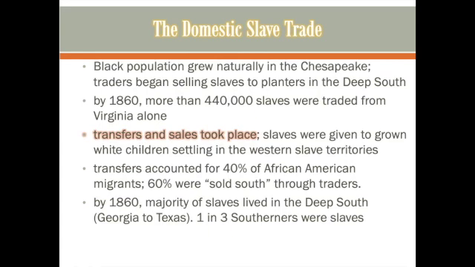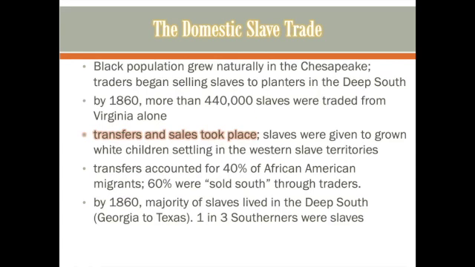Another reason for the need for a domestic slave trade is the impact of technology with the cotton gin, which increased the need for slaves. While it limited the amount of work that was needed, it spurred slave owners to want to grow more cotton to make more profit now that it was easier to clean. So that's one of the inventions that impacted the need for more slaves.